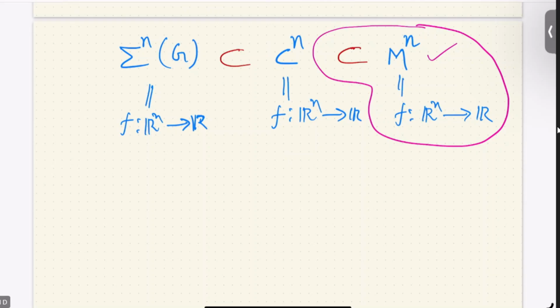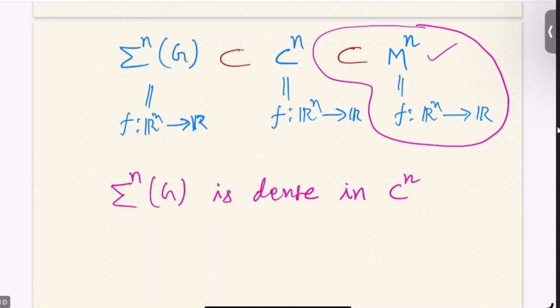Now I say that I am claiming sigma n of g is dense in Cn. And of course, I should mention not everywhere, but on a compact set, let's say the set is K.